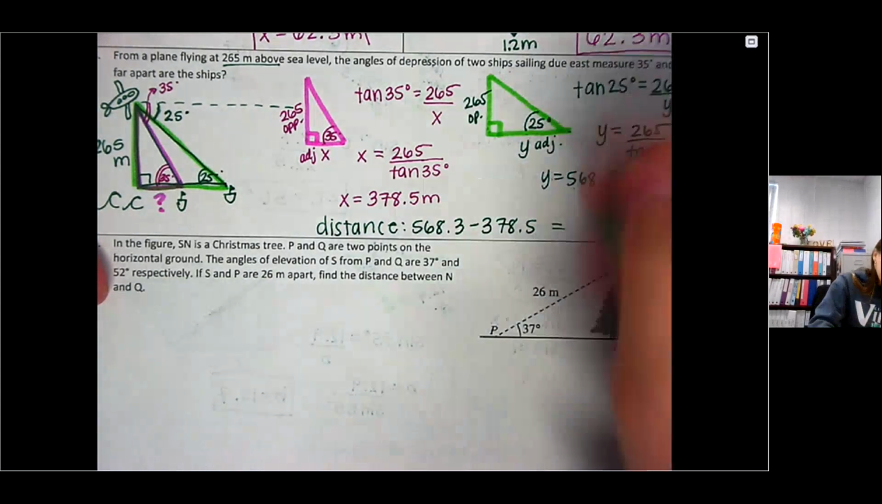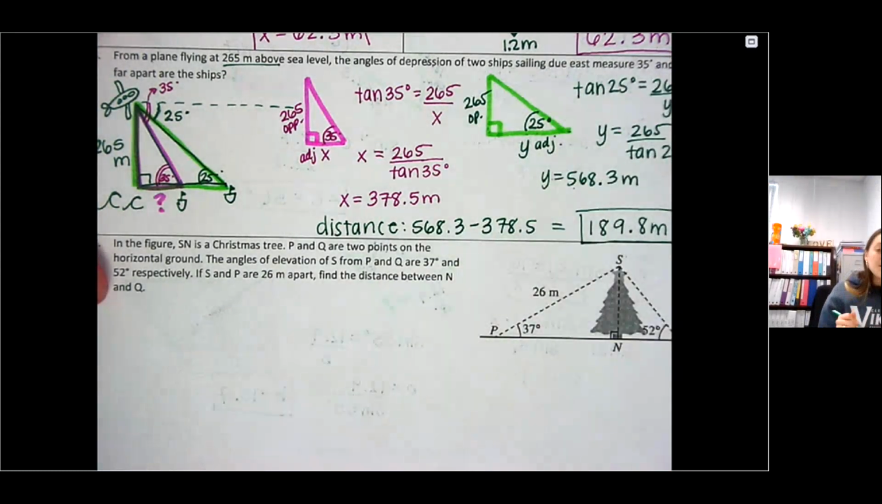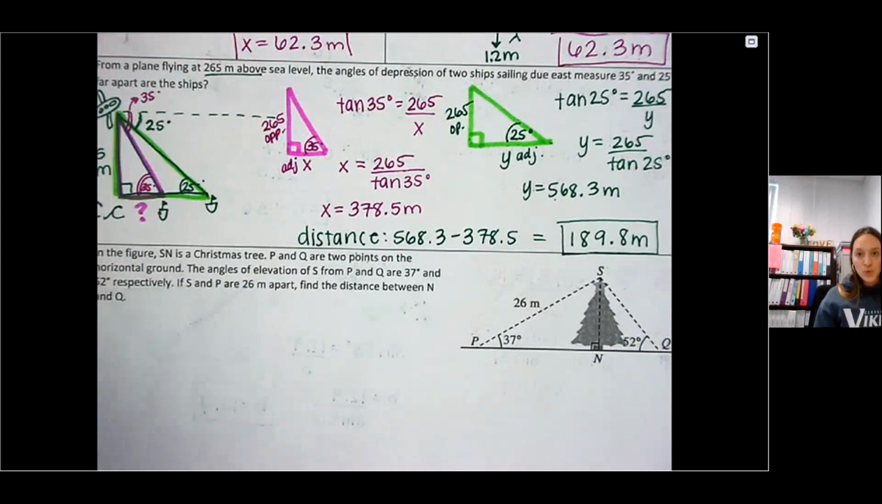So my total distance is 189.8 meters. That is the distance between the two ships.